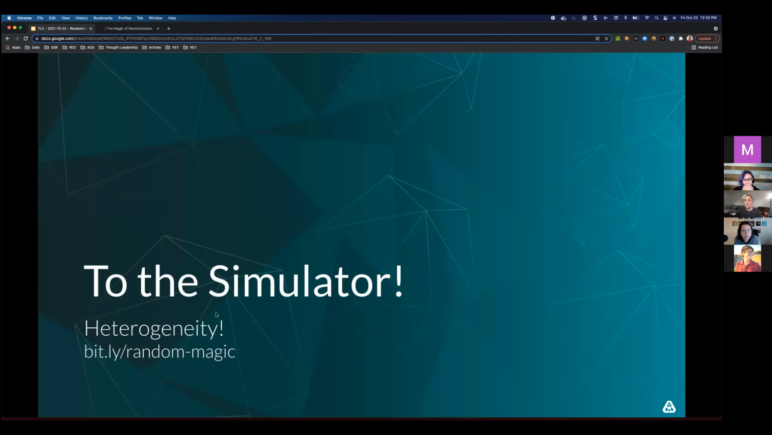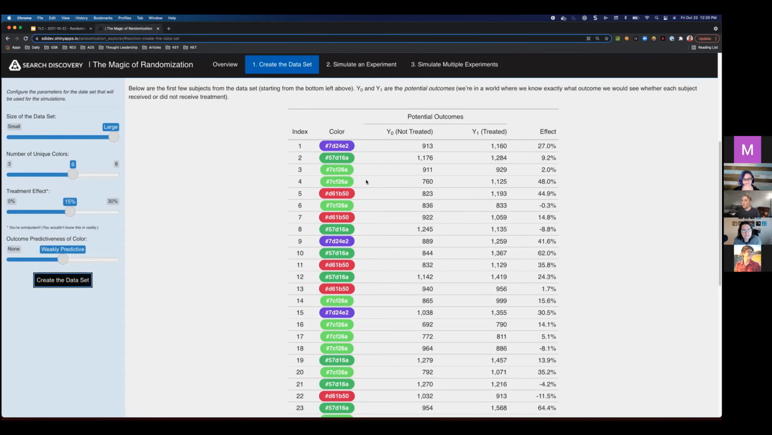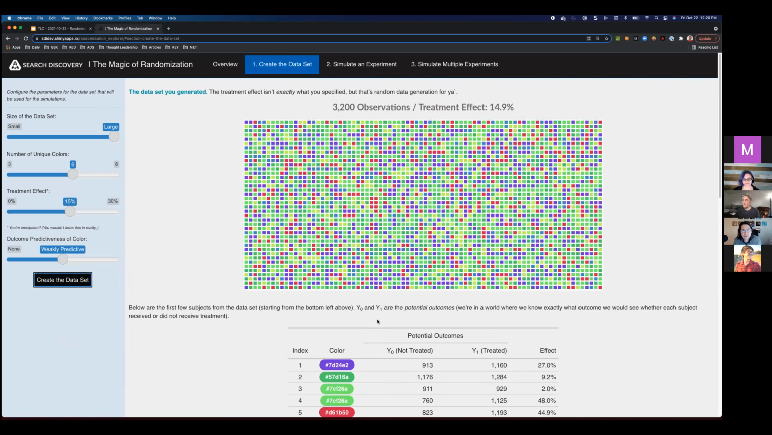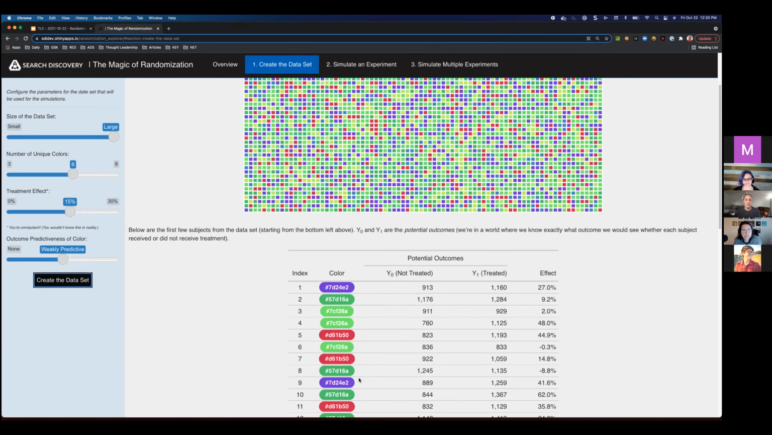So to talk a little bit more through this, we're going to jump back into that simulator. And now we're actually going to look at the fact that you can see that every single subject has been assigned a color. And we are going to use color as a representation of a covariate. It could be religion, it could be mean income, it could really be anything we want, but we're going to use color here to represent that.